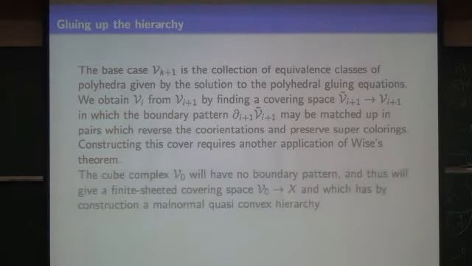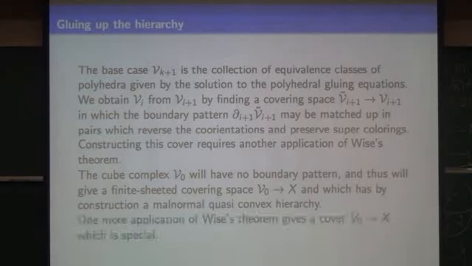And the cube complex V0 will have no boundary pattern. It'll give a finite sheet cover of X, which has, by construction, a malnormal quasi-convex hierarchy. One more application of Wise's theorem gives a covering which is special. So that's sort of a summary of the proof. So I told you really all the ideas that go into the theorem, whether or not I've told them clearly is another matter. But anyways, this is a summary of the proof and really all the critical ideas that go into this theorem.